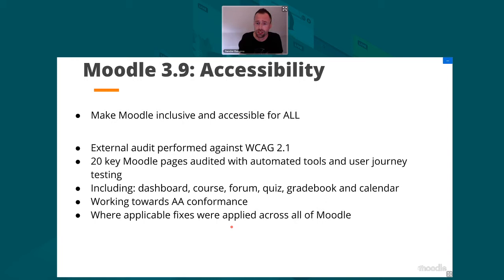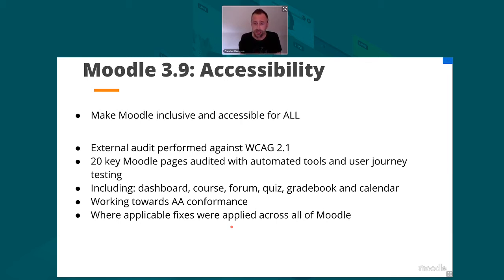But what did we do for this release? Just at a high level, we performed an external audit. We had some external auditors testing the platform against WCAG 2.1. We picked 20 key pages of Moodle for the audit. Moodle's a very large platform, so we select a representative sample of pages, but really focused on those key pages that people use the most, like the dashboard, the course page, forum, quiz, gradebook, and calendar.